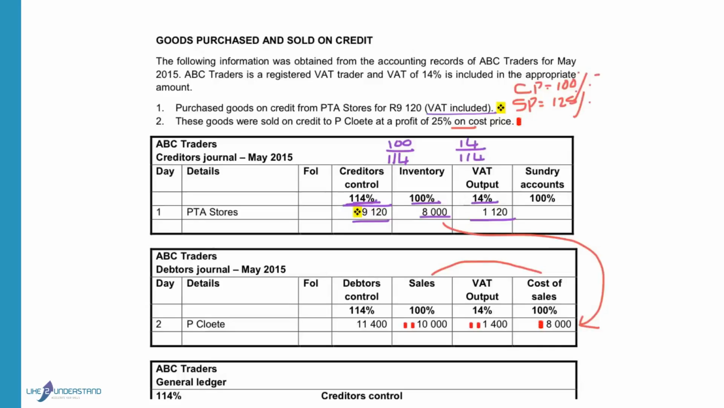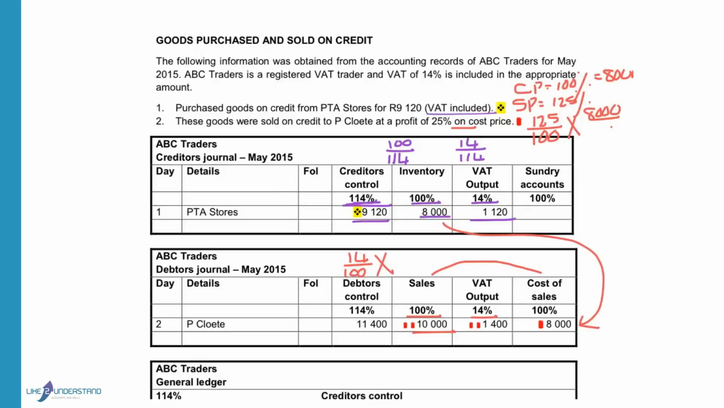The cost price was given to us as 8,000. So if I want to calculate the sales price, the one that I want, 125, divided by the cost price percentage that we know, 100, times 8,000, and that will give me the 10,000 rand. If I want to calculate the VAT, the one that I want, 14, divide by the one that we know, 100, times 10,000, and that will give me 1,400.